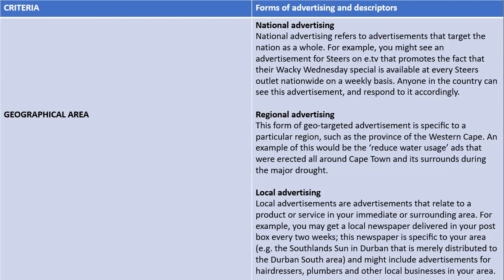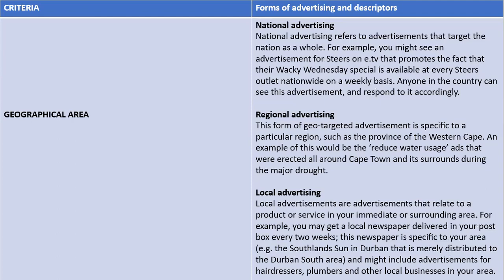Then we also have national advertising. This basically refers to advertisements that target the nation as a whole, like I was explaining, the whole of South Africa. Okay, just like when you see Nando's. Nando's is for South Africa, it's for everyone. Durban, KwaZulu-Natal, Gauteng, Pretoria, Cape Town, Northern Cape.